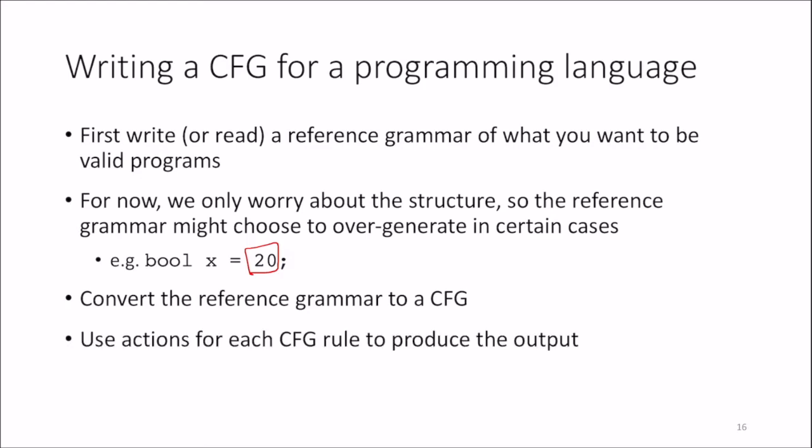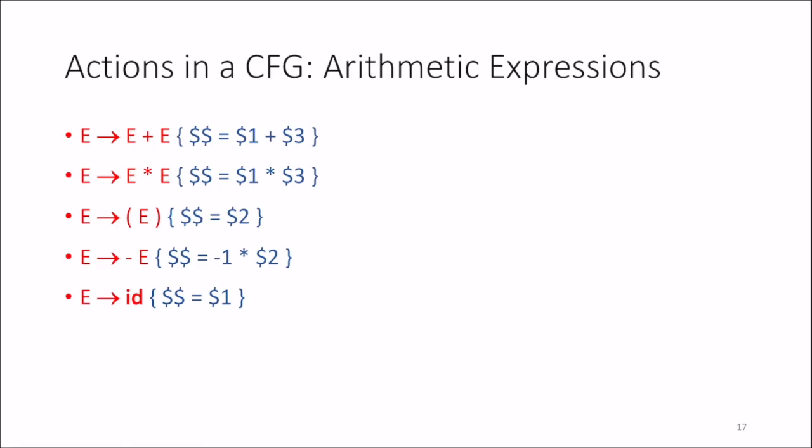And then use actions for each context-free grammar rule to produce the output. So the actions are triggered every time you successfully recognize a rule or you use a rule in a derivation, right? So when you're doing a rule application, each rule will have some kind of action that gives us an ability to do something useful. So let's look at actions in a CFG using this example. And we're going to continue using arithmetic expressions as an example.